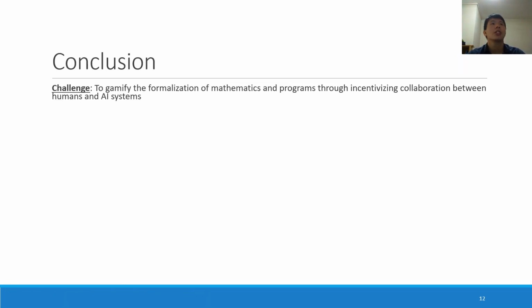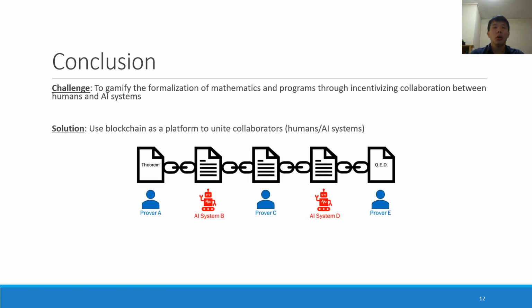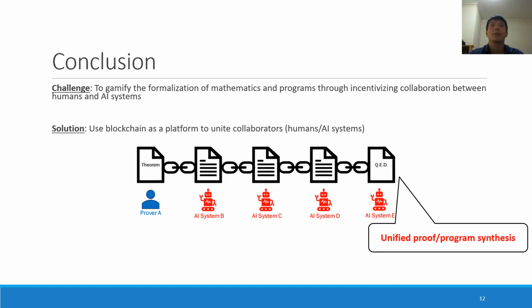To conclude, the challenge is to gamify the formalization of mathematics and programs through incentivizing collaboration between humans and AI systems. Our proposed solution is to use blockchain as a platform to unite collaborators, be it humans or AI systems. With the ever-improving AI system, we hope that one day one could just state a problem statement, post it on the system itself, and different AI systems can come in and work together to solve the problem, working as a unified proof or program synthesizer.